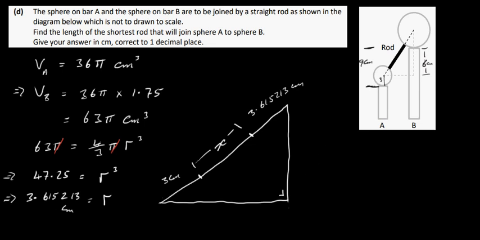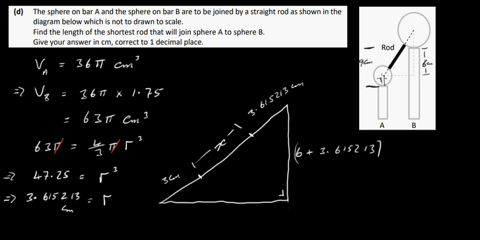So in other words, this height here is going to be 6 centimeters plus the radius, this radius here, which is 3.615213 centimeters. So it's 9.615213. So we have worked out our height here.